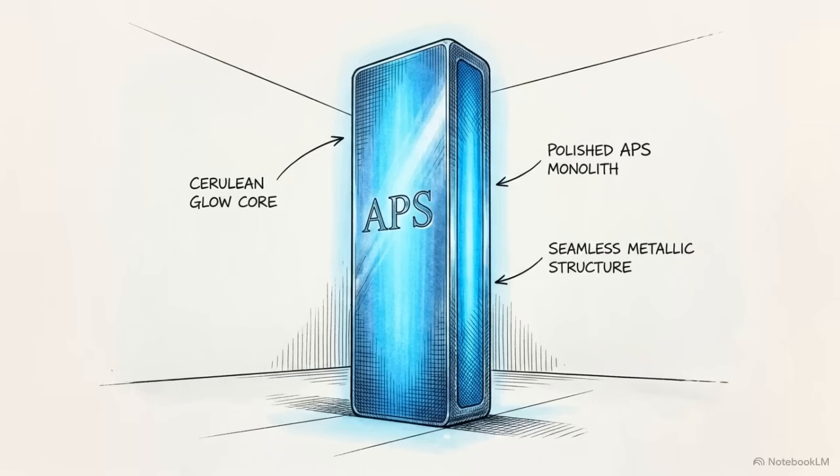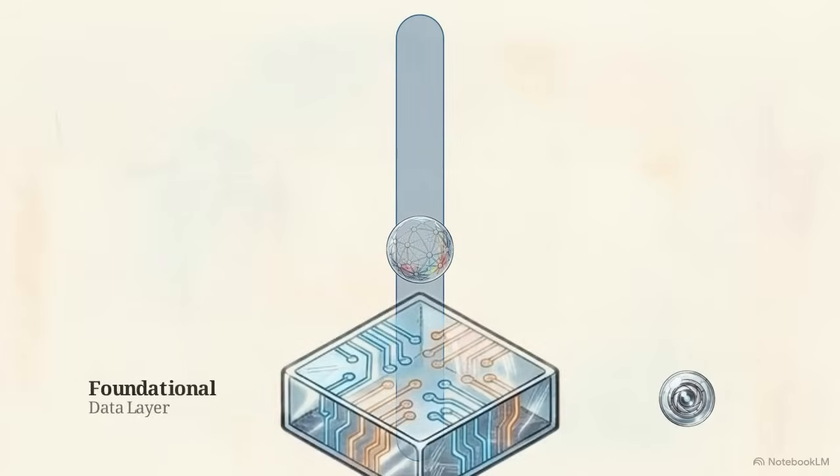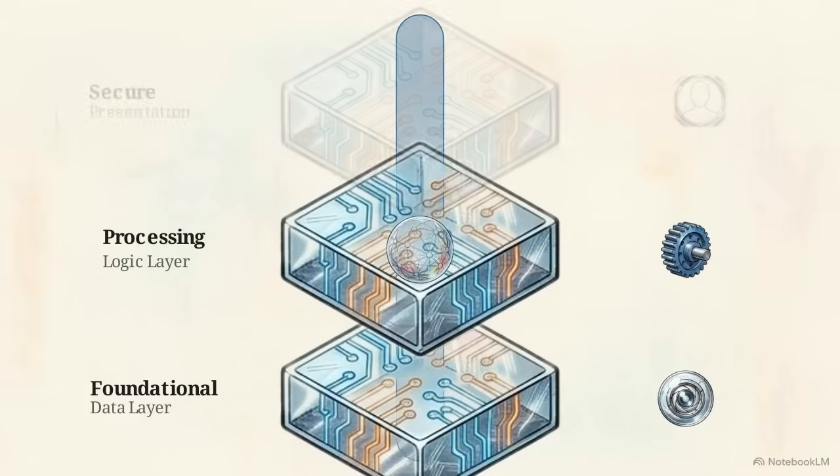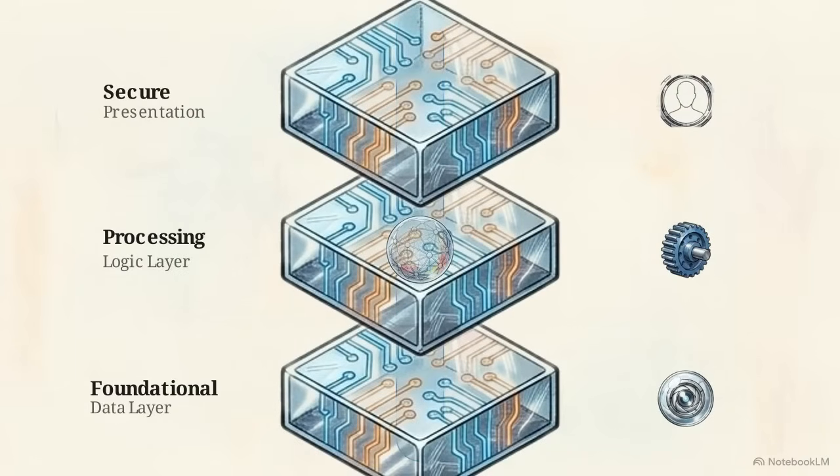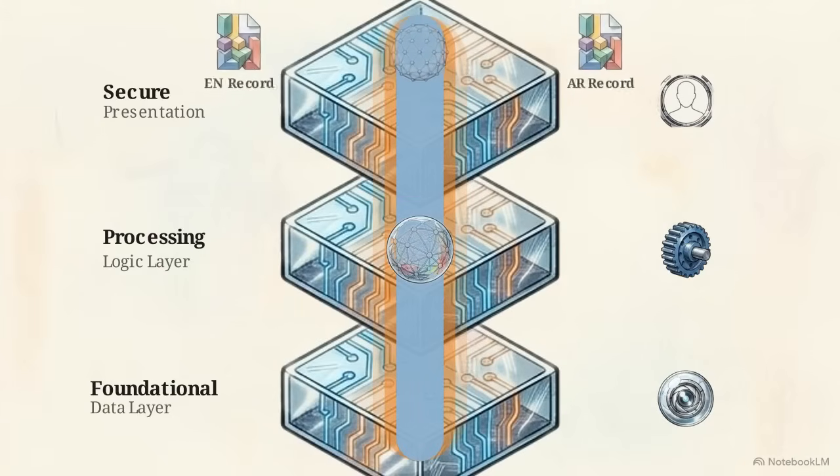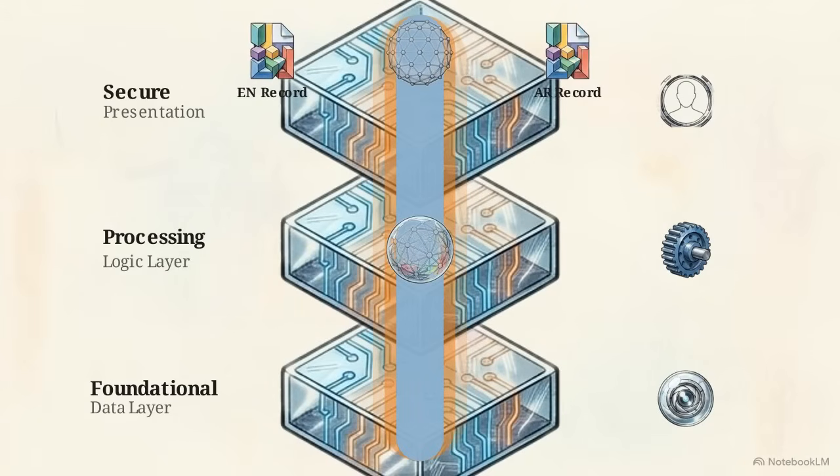APS Accounting and Stock Control takes a completely different approach. They abandon the bolt-on model entirely. In an active ledger architecture, AI is hardwired directly into the core framework. It features 3 tiers: a foundational data layer, a processing logic layer, and a presentation layer. They execute simultaneously, meaning zero delay between physical actions and the financial ledger.